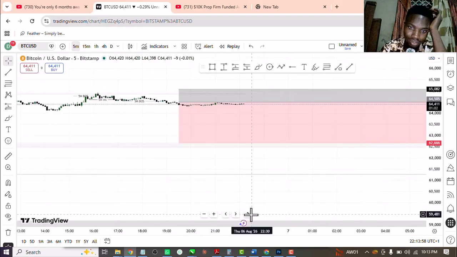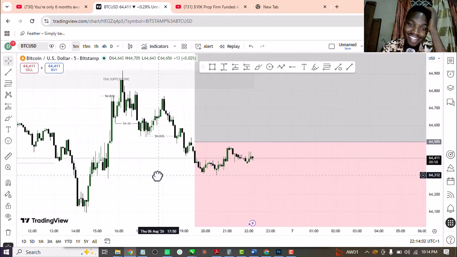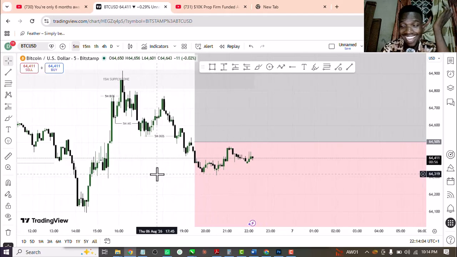And I have this strong belief that I'm going to win this trade. Yeah, I know I'm going to win this trade. So, let us see how this is going to play out.